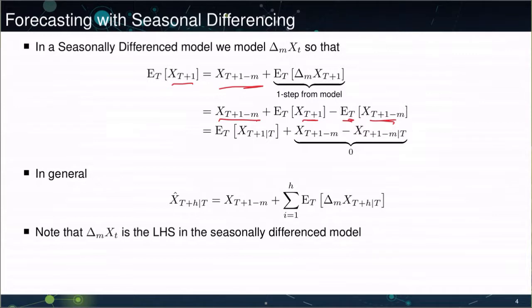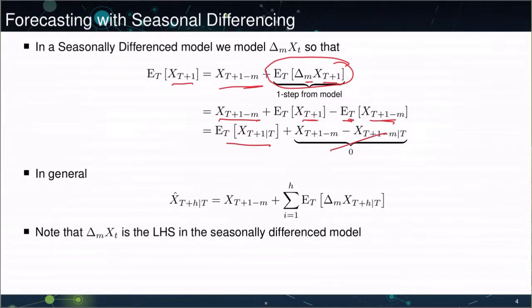So when we rearrange, we simply get that term as 0, and it drops out, and we get what we want. But it's important to realize that this conditional expectation of delta m, that is the seasonal difference of xt plus 1, is exactly what's on the left-hand side of our model. And so that's the natural thing to forecast.